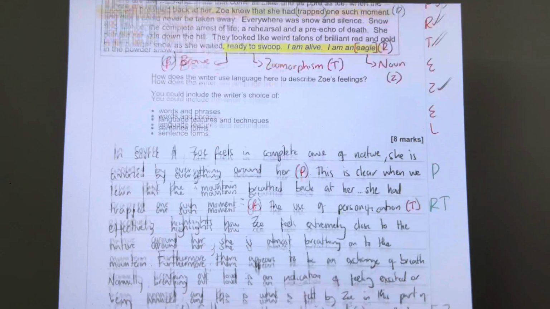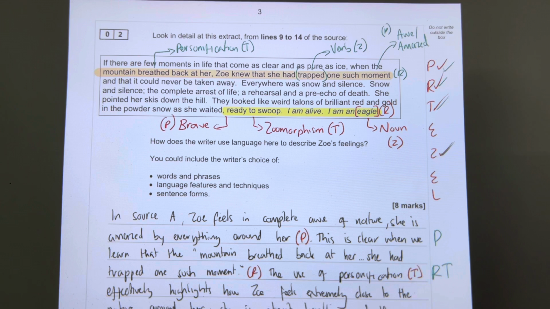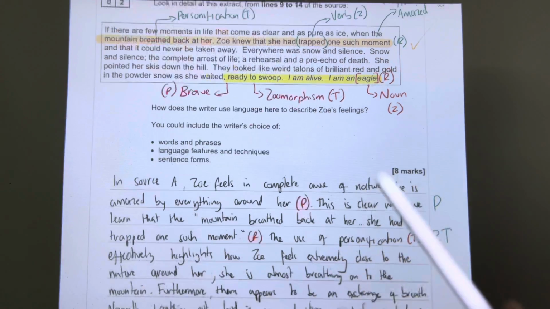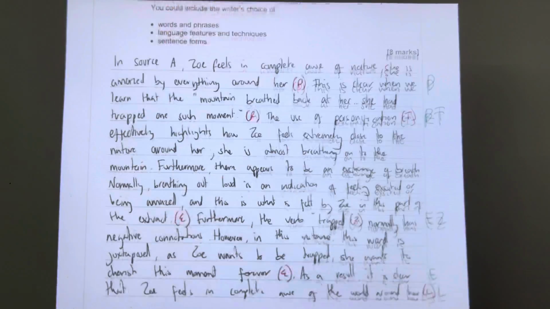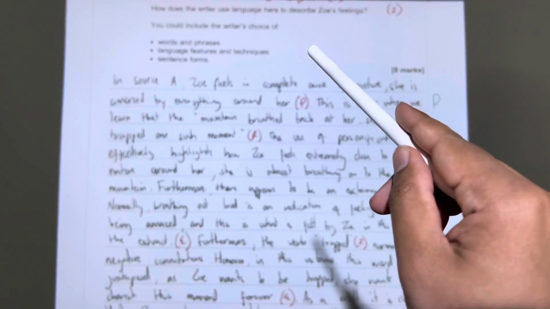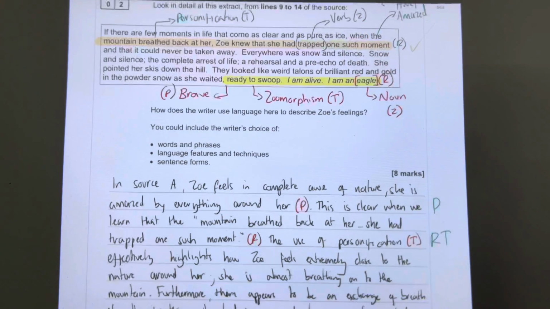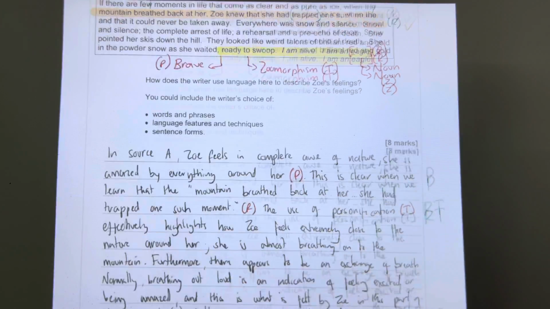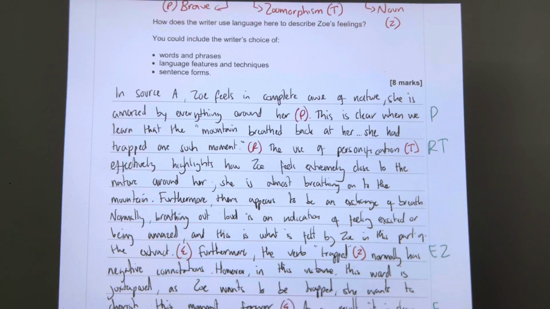In an exam guys, all I would do now is my second paragraph. I would follow the same pretzel structure, and I would do this paragraph that's highlighted in yellow. And there you have it guys. That is how you do paper 1, question number 2.